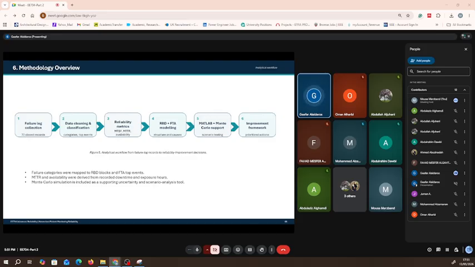What about the methodology overview? This slide presents the analytical workflow. The first step was failure log collection. The data set includes 72 closed failure records from the selected monitors over the 24-month study period. The second step was data cleaning and classification. The third step was calculation of reliability metrics, including MTTR, MTBF, and availability. The fourth step was reliability modeling using RBD and FTA.